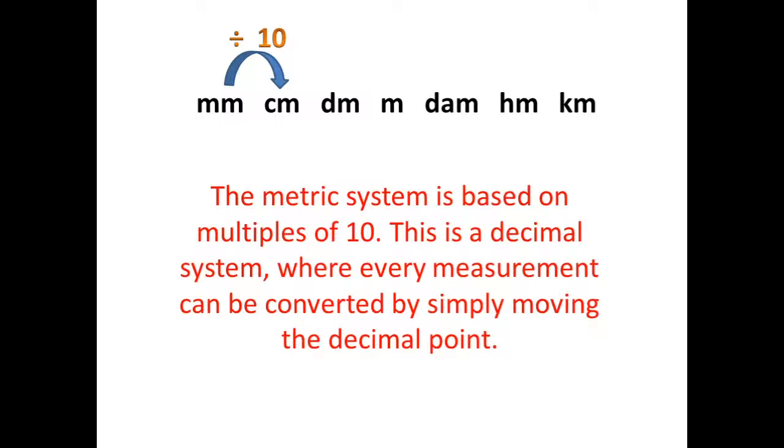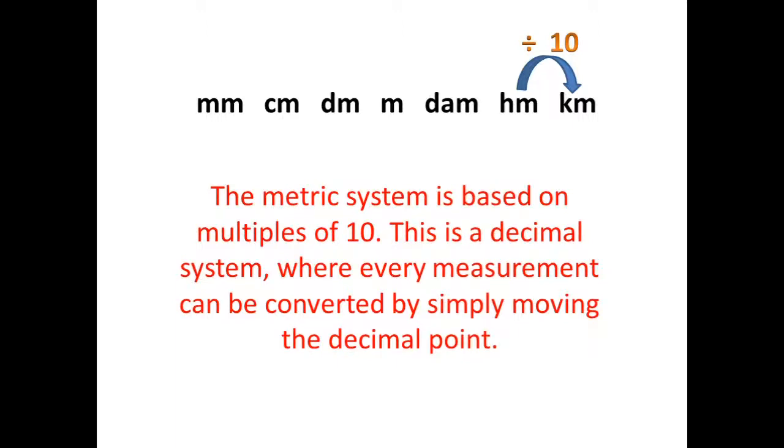First step, millimeters to centimeters. I would divide by 10. If I want to convert millimeters to centimeters, I would divide by 10 because there are 10 millimeters in every centimeter. If I want to convert centimeters to decimeters, I'd also divide by 10. There are 10 centimeters in a decimeter. And same for the rest. Decimeters to meters, divide by 10. Millimeters to decameters, I'd also divide by 10. And so on.